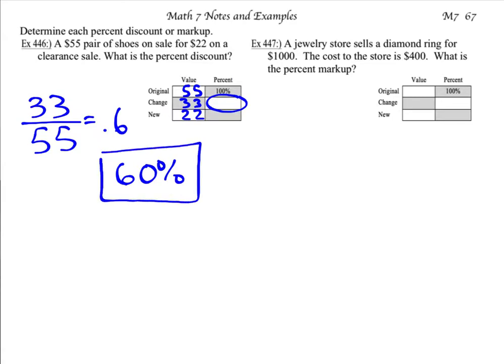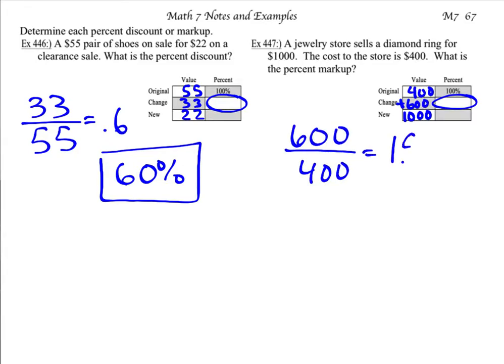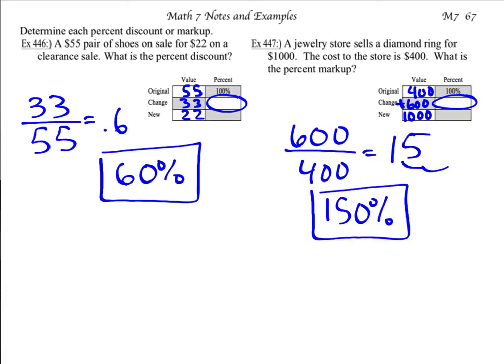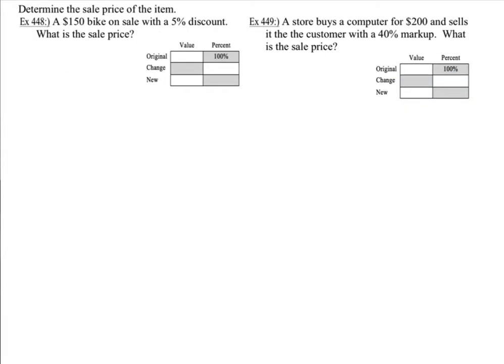A jewelry store sells a diamond ring for $1,000. The cost of the store was $400. What's the percent markup? So the original cost was $400 and they sell it for $1,000. So we need to figure out the percent. The change is going up 600. Well, this is just 600 compared to the original 400. That's 1.5. So we move that over, and that is 150% markup. The jewelry store added 150% to the price they paid.